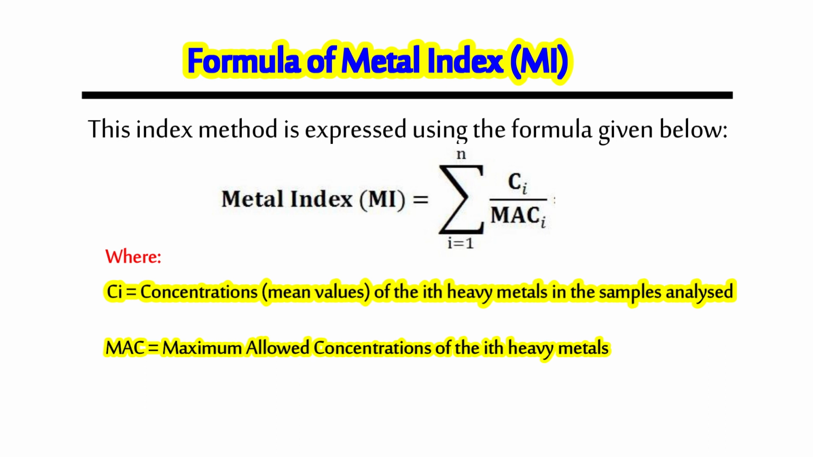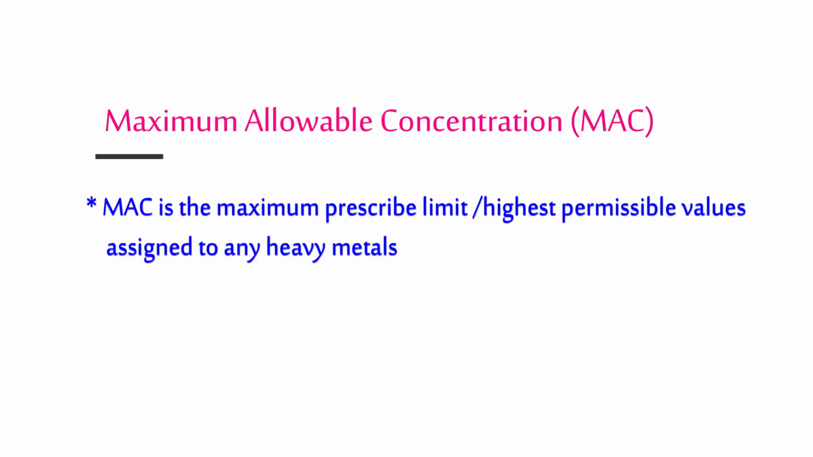So, how do we obtain these? The Ci, or the mean concentration of the ith heavy metal, is obtained after the water samples have been analyzed. Whereas for maximum allowable concentration or MAC, there is no specific definition of it, but it generally implies the maximum prescribed limit or the highest permissible value assigned to any heavy metals present in the water samples.